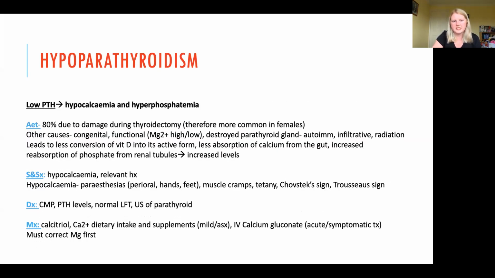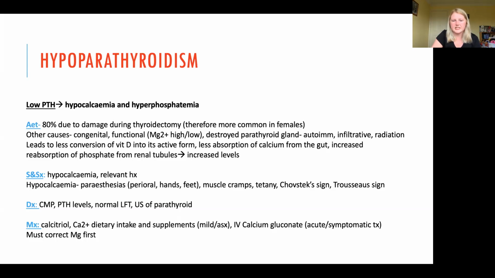Hypoparathyroidism is the opposite, and the most common cause is damage during the removal of the thyroid gland. This is by far the most common cause. There are also other causes, but essentially in this case we don't resorb calcium back into the blood, and so we can present with hypocalcemia.